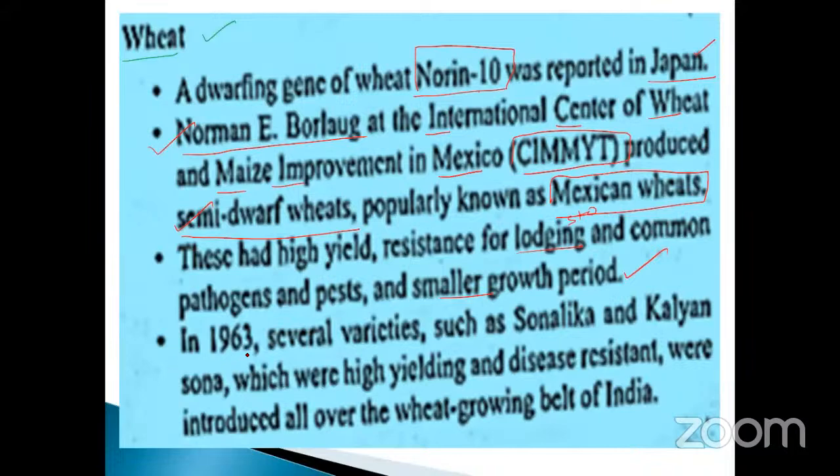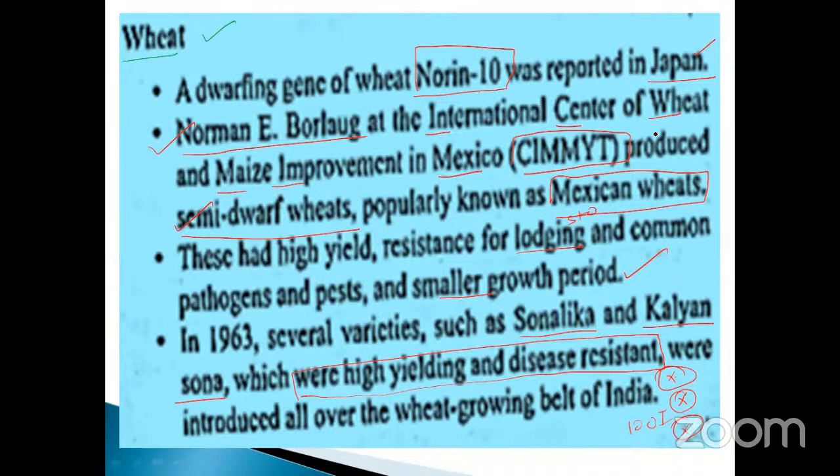And the next one is 1963, several varieties such as Sonalika and Kalyan and also Sona, which were high yielding and disease resistant. This is very, very important in each and every plant or animal, whatever it may be. This is the most important aim, my dear. This is very, very important. Don't forget, you can put 100 percent importance. Very high yield and disease resistance were introduced all over the wheat growing belt of India. So this is very, very important.